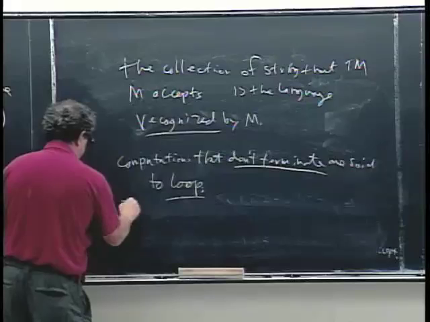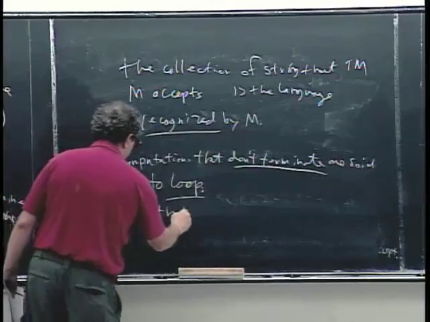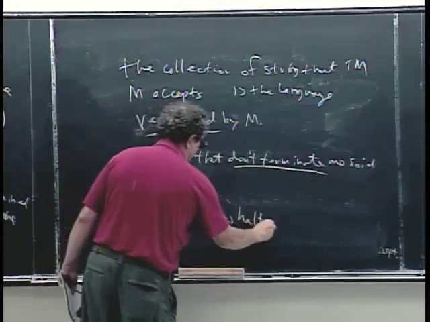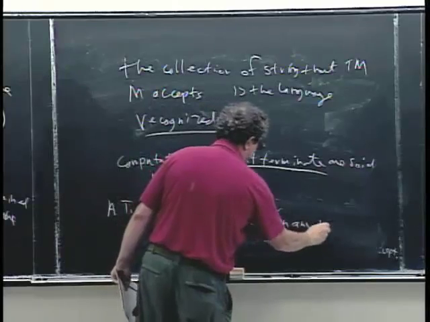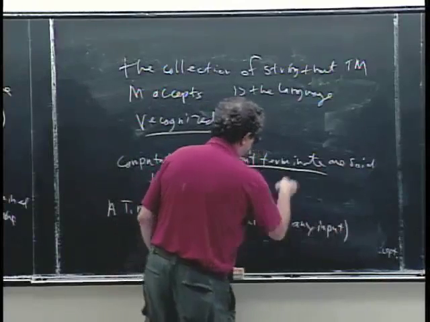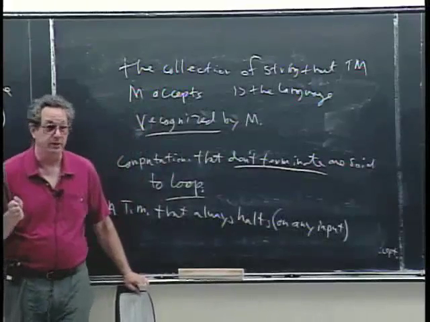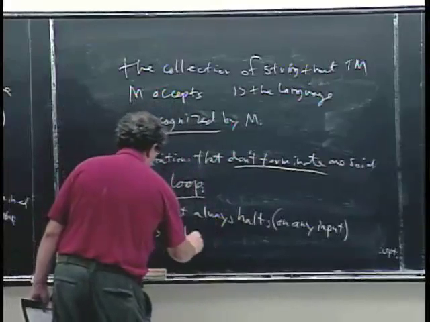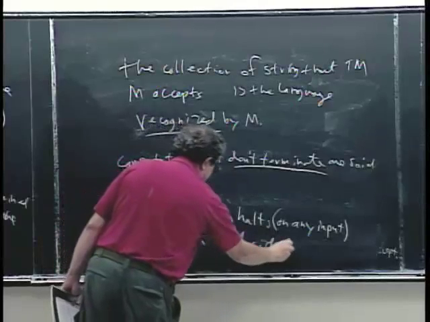Okay. A Turing machine that always halts, that is, on any input, always terminates. That is, it runs ultimately either to an accept or reject state. This is called a decider. Okay?